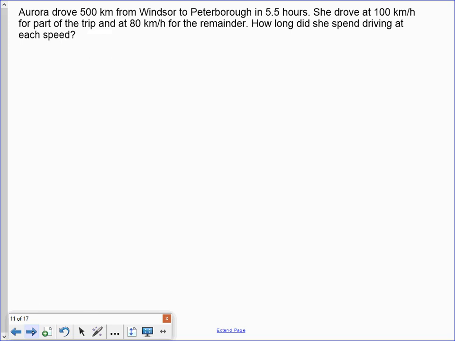All right, let's get to our first problem here. Depending on the version of the notes that you have, this question may or may not be in there. So you might have to skip to the next question. This one involves Aurora driving. Some versions of the notes have the question with Maria driving. We're going to do that question next.